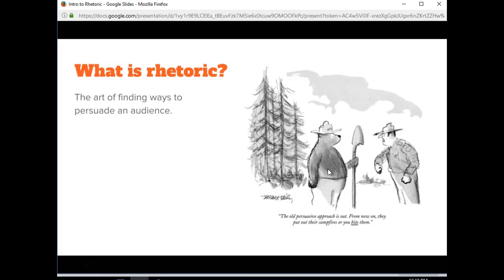Okay? So he's saying the old persuasive approach is out. You're going to bite them. So no longer are you fun, Smokey the Bear. You're going to eat them if they don't put out their fires. I like it. Okay? So do you see how the rhetoric has changed from, please put out your fires, to my bear friend's going to eat you?